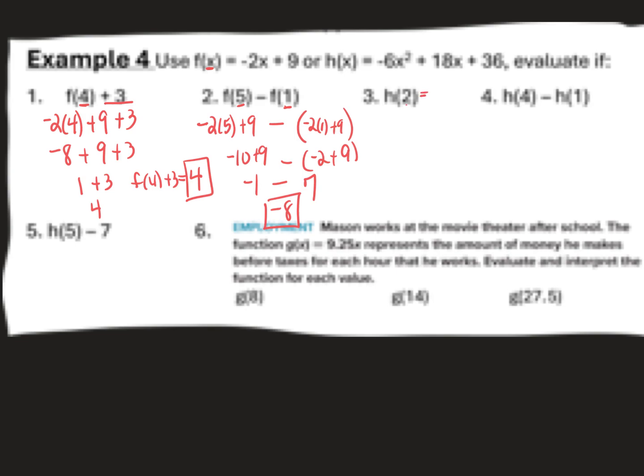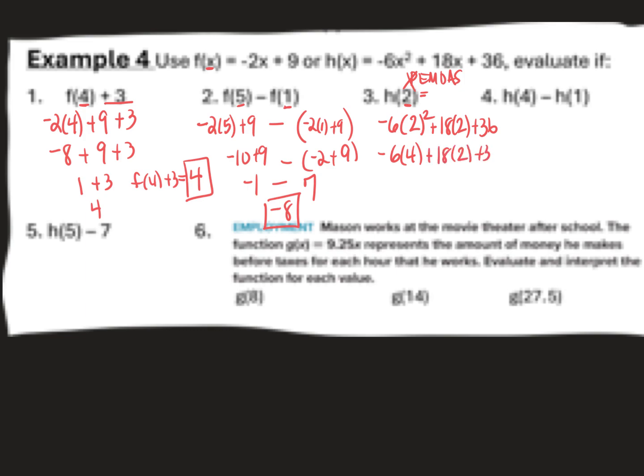Now we're going to substitute 2 into the h function. So negative 6 times 2 squared plus 18 times 2 plus 36. Order of operations, PEMDAS. I don't have anything to do in parentheses, but I do have an exponent, so I'm going to do that first. 2 squared is 4. I'm going to bring everything else down.